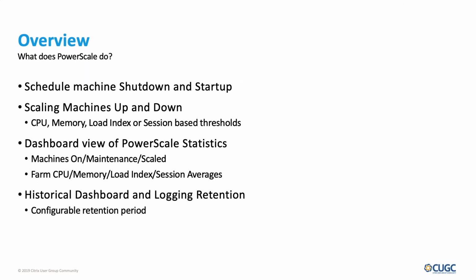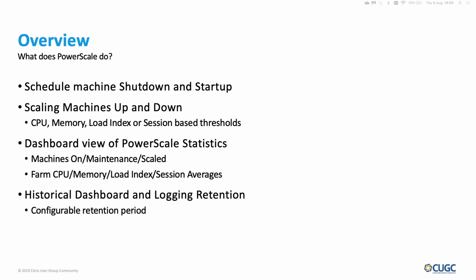So what does it do? We can schedule machines to shut down and start up inside working hours and outside working hours. So start up at the beginning of the day, run all the way through the day, and then shut them down at the end of the day. During these periods, if the machines are highly loaded, you can select a metric and a configurable threshold, and it will actually scale up additional machines for you whilst that load stays high. That load isn't average across the farm. We have CPU, memory, load index or session-based thresholds.